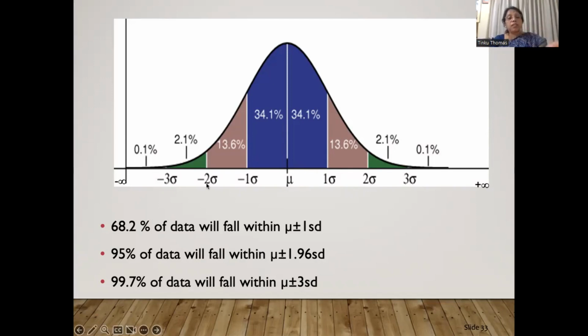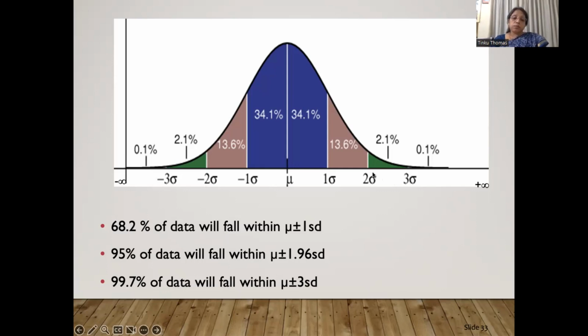Or in other words, let me put it in another way. We will have 2.5% of the data lying below mean minus 2 SD, and we'll have another 2.5% of the data lying above mean plus 2 SD. And this is very, very useful.